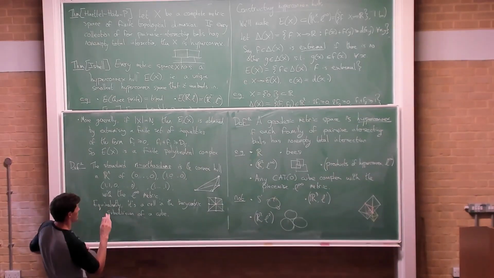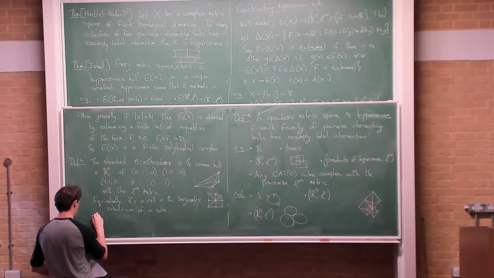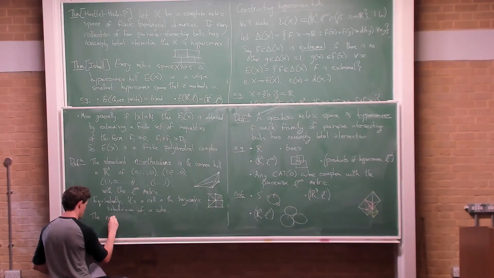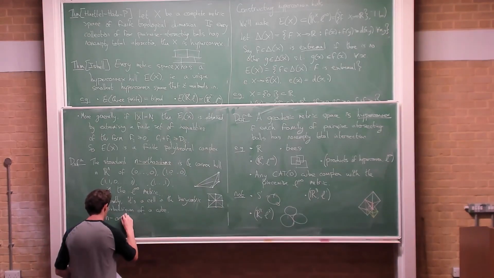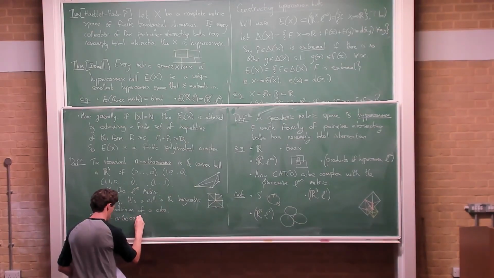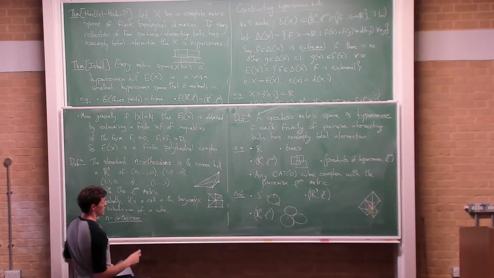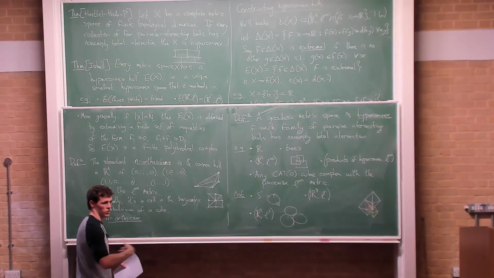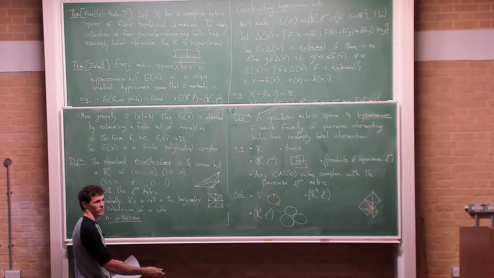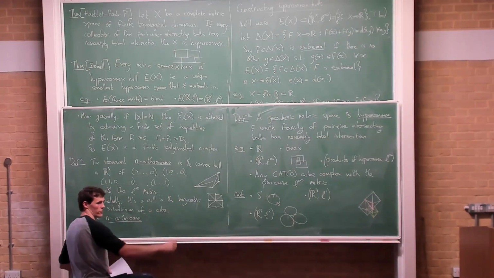Okay, and now let me also define the orthocone. The orthocone is just the unbounded version of this. So rather than chopping it off at some finite level, you just let it go off to infinity.